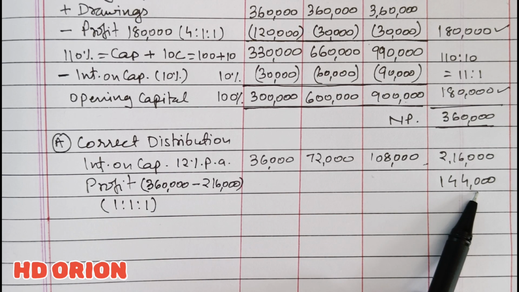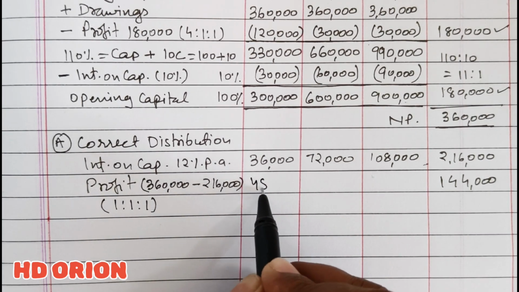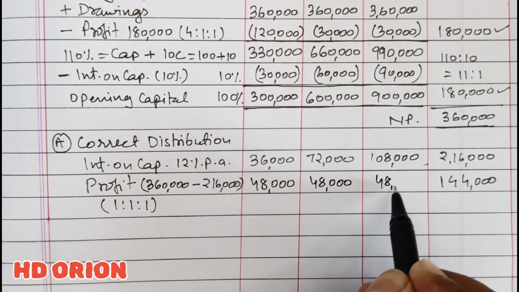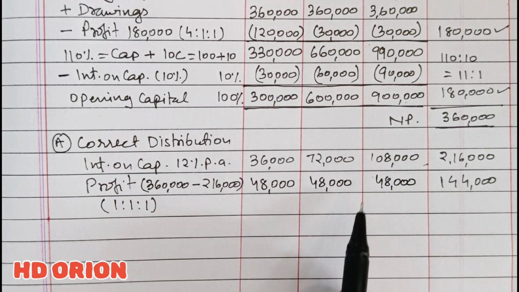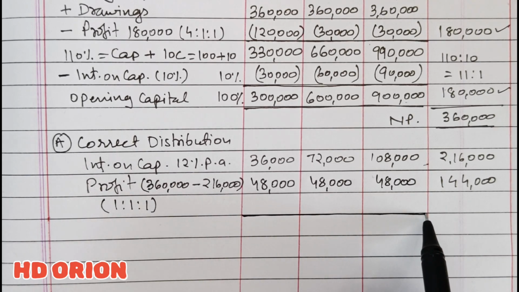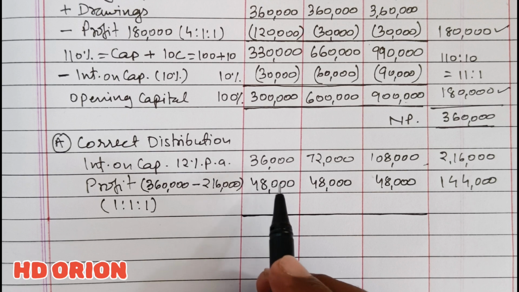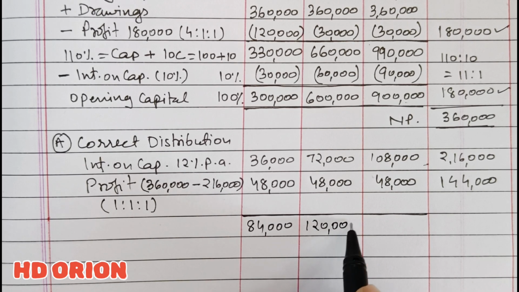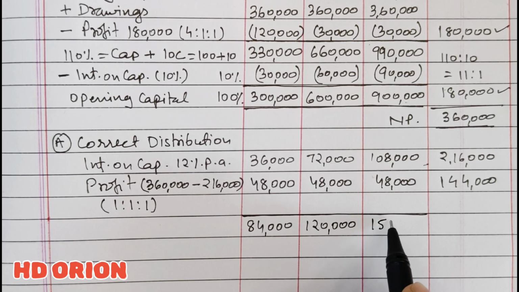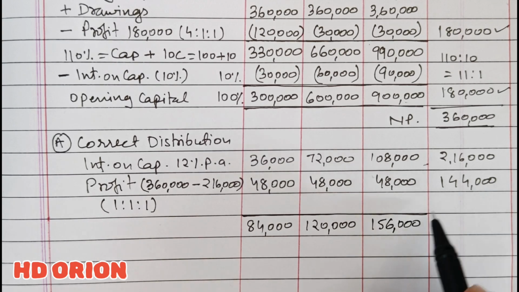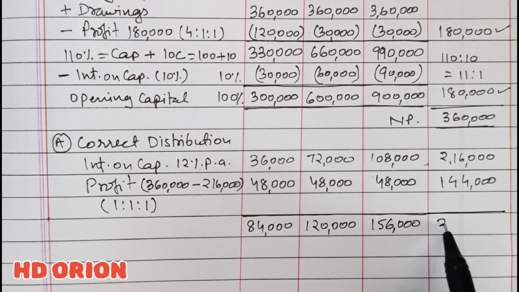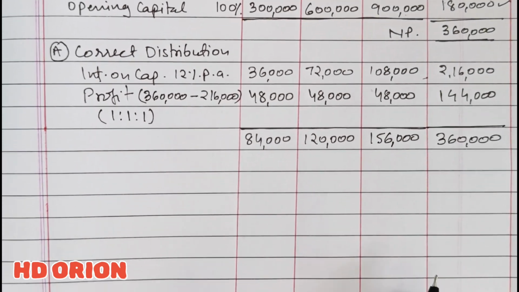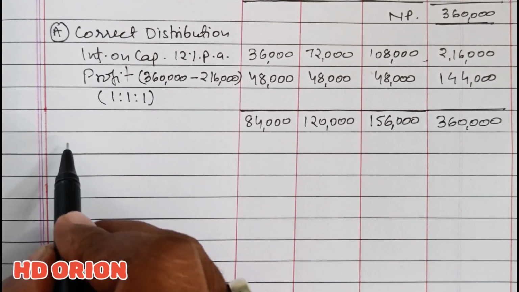So when 1,44,000 is divided among the partners, it is 48,000 rupees each. Just divide it by 3. By dividing it by 3, you get 48,000 rupees each. So as per correct distribution, Kajal was supposed to receive rupees 84,000, 1,20,000 for Nirav and 1,56,000 for Alicia. So this way 3,60,000, that is the net profit of the firm, was supposed to be given to the partners. Fine, but wrongly what have we done?